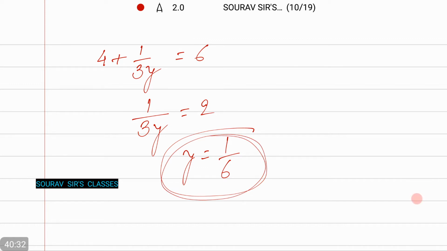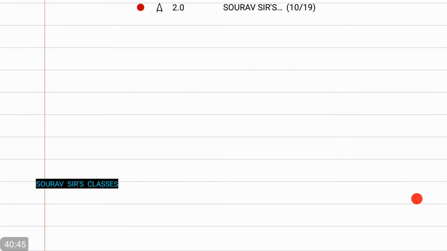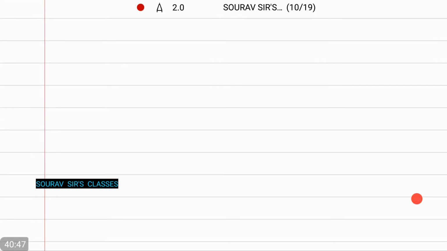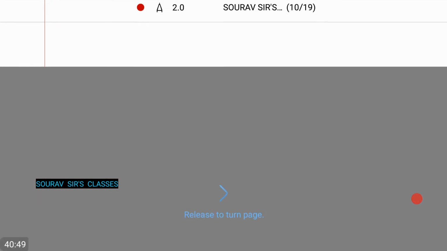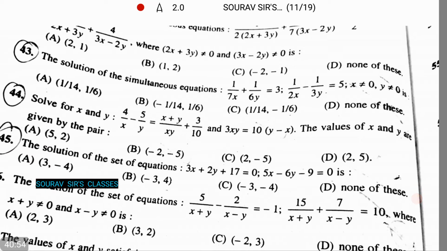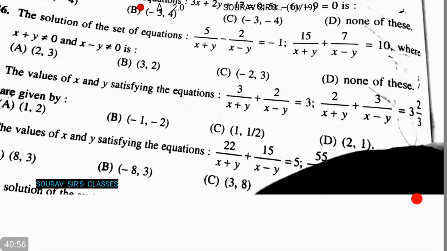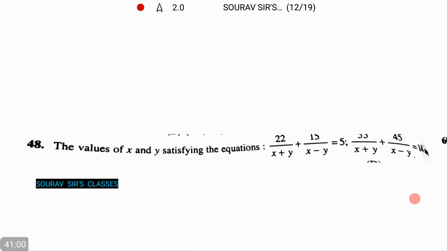So these are your answers: x equals 1 by 14 and y equals 1 by 6. Let's move on to the next one. This is interesting. Here we go. This is the next problem.